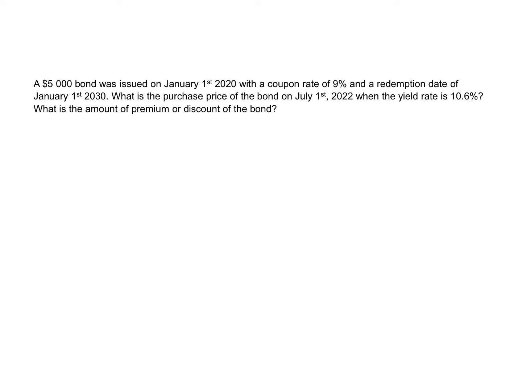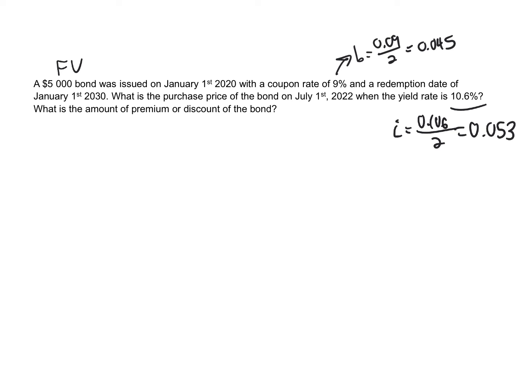Let's do another bond. This time we have a face value of $5,000. We have a B of 9% divided by 2, which is 0.045. We can calculate our I using this 10.6, which is 0.053. When we go to calculate our N, we're going from 2022 to 2030, which is 8 years, times 2. But we're in July when we do the purchase price, and January was the start date, so it's actually -1. So it's 15 terms, not 16 terms, so you have to be careful with that.